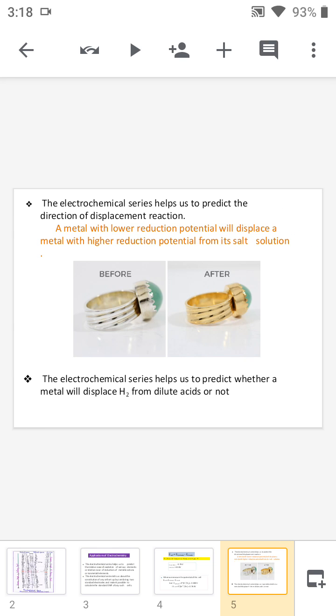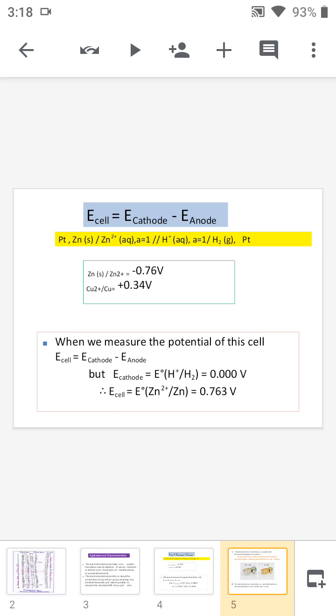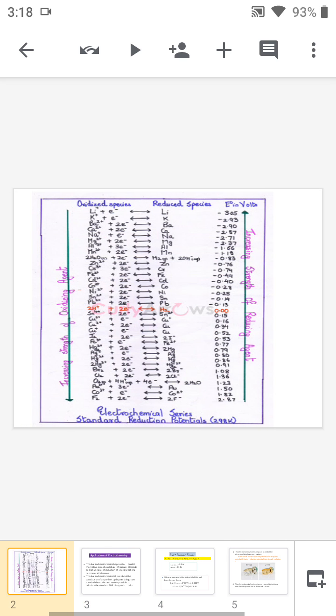Now the third application. The electrochemical series helps to predict the direction of the displacement reaction. So displacement means a metal with lower reduction potential will displace a metal with higher reduction potential from its salt solution. See here, I have shown two rings, and the first one is a silver ring. We can coat gold over this silver ring. So we'll get the gold ring. Okay. So how is it possible? This can be easily predicted from the electrochemical series.